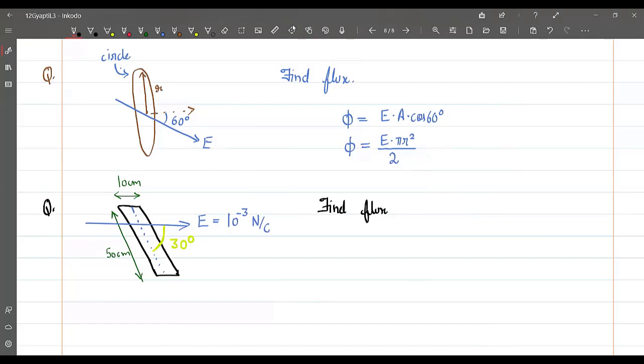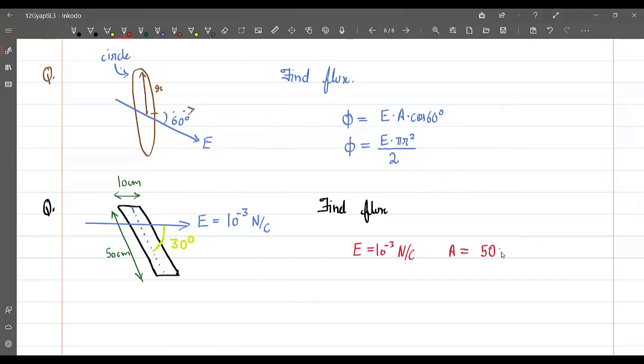So any other answer in which root 3 is not coming? 5 into 10 raised to minus 5. Okay. Can you explain the solution? Electric field is 10 raised to minus 3. Area into electric field. But your answer should be E into A into cos theta.